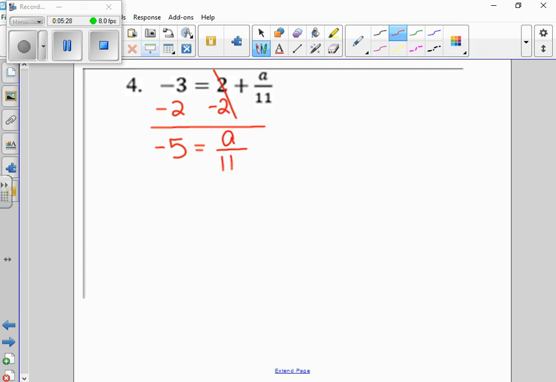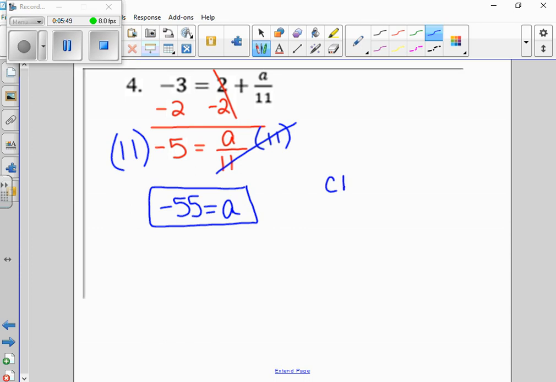Make sure you pay attention to the signs in front of your numbers. Lastly, I have A divided by 11, which means I'm going to multiply by 11. Whatever you do to one side, do to the other. The 11's cancel, leaving me with 1A equals -55.